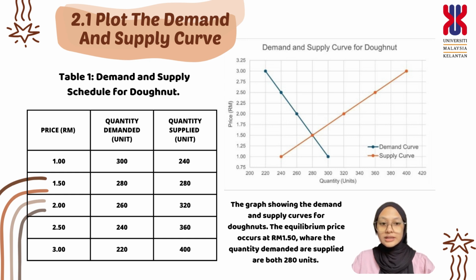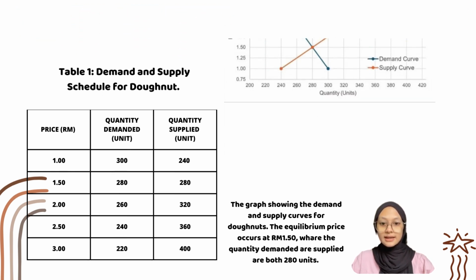The point where the demand and supply curve intersect is the equilibrium. In this case, equilibrium occurs at RM1.50, where both the quantity demanded and supplied are 280 units. This is our starting point for further analysis.